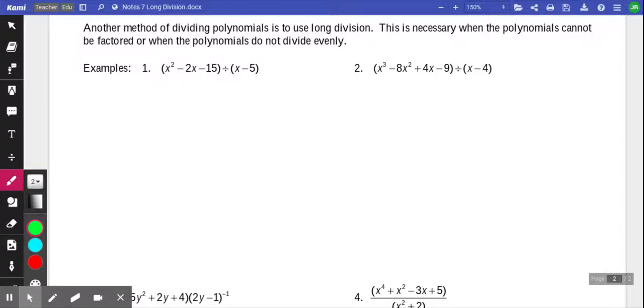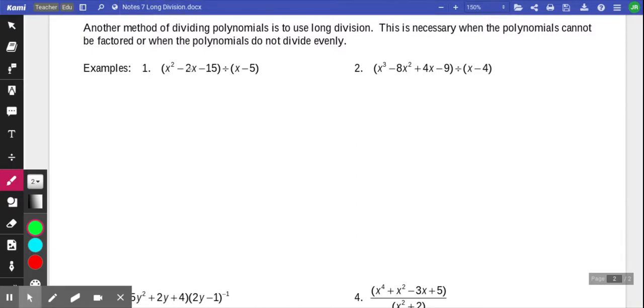Welcome back, students. Now we're going to get into dividing polynomials using long division. So if you haven't checked it out yet, please make sure that you are familiar with long division with numbers, because it's pretty much the exact same process.